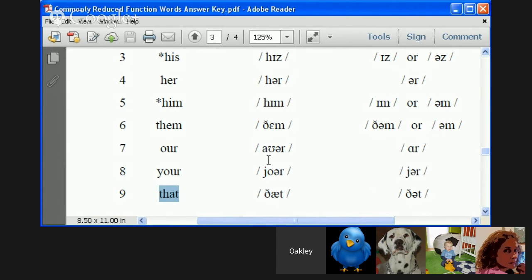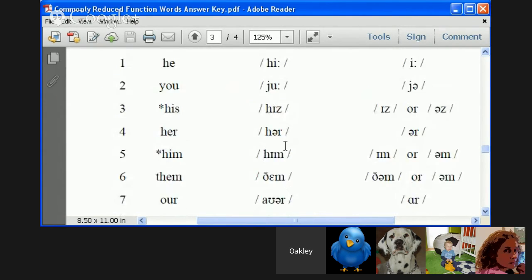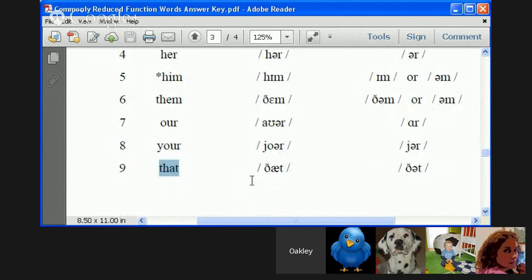All right. Araceli. That. Okay. Notice we have that in pronouns. That's because that can be a pronoun, a relative pronoun, but a pronoun nonetheless. Okay. Full pronunciation, that. And reduced, that.